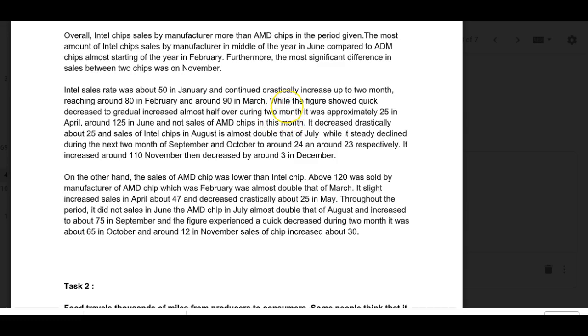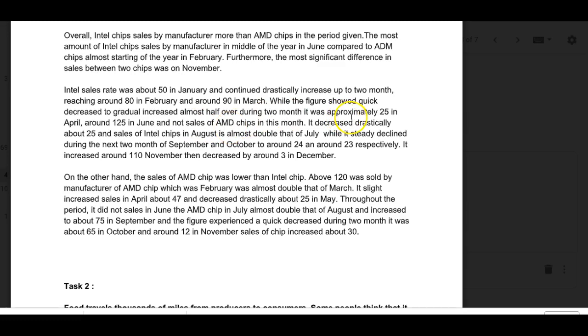The grammar, the vocabulary, I thought I knew what you were trying to say, but then you lost me. So I think what you're trying to tell me is while the figures showed a sudden decrease, they then gradually increased, but that doesn't make sense. You don't increase to almost half, you increase to almost double over the following 2 months, from approximately 25 in April to around 125 in June, full stop. Now, since you're talking about Intel, why are you mentioning AMD here? Does not belong at all.